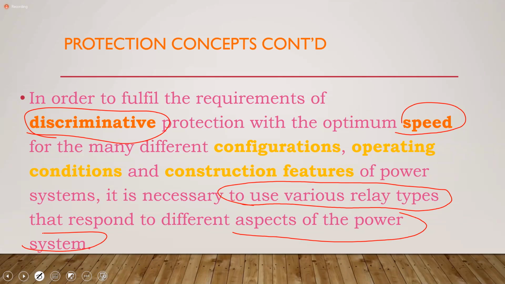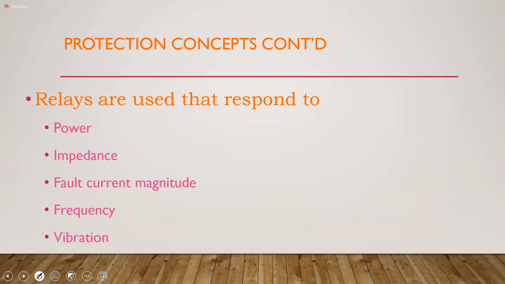So as I said, you have relays that respond to different aspects of the power system. And the aspects that we refer to here include power. So you may have relays that respond to power. You have relays that respond to or measure impedance. Some of them look just at the magnitude of the current, frequency, and, as I mentioned earlier, vibration. Right?